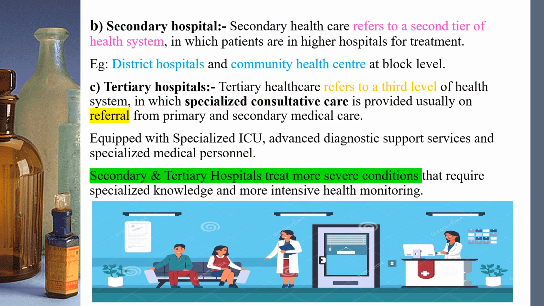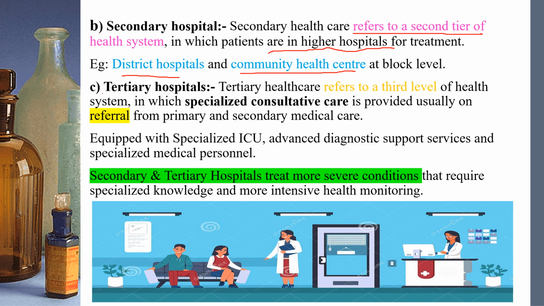Now coming to the secondary hospital. Secondary hospital refers to the second tier of health system. Meaning here the patients will be transferred from the primary to the secondary hospital for their treatment. So these include district hospital, community health center at the block levels. So it is in between the primary and the tertiary.